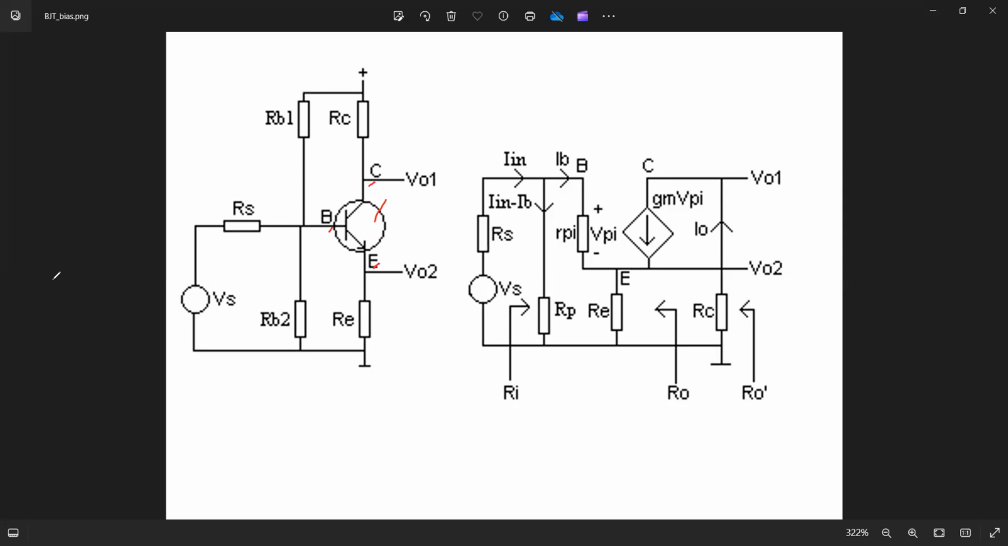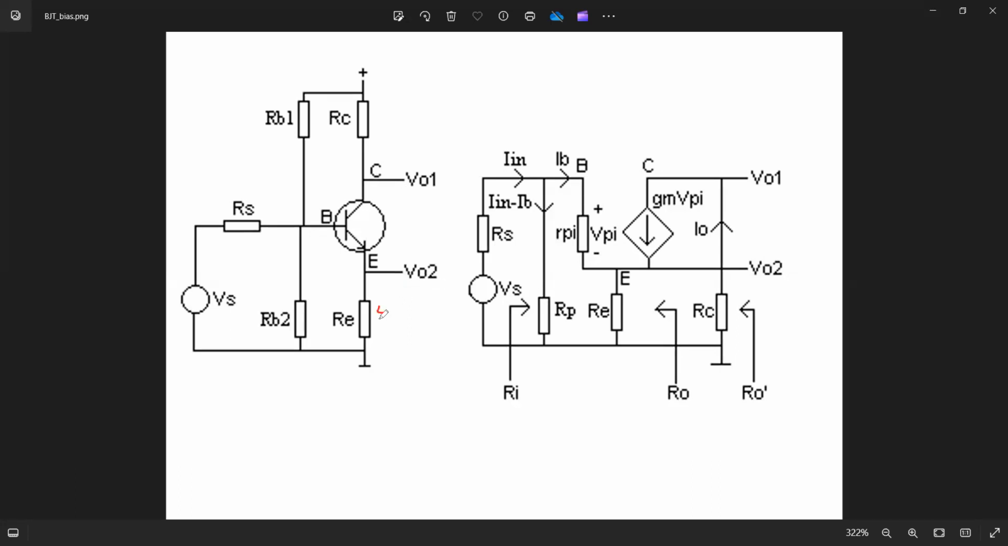So this is a single stage amplifier, and the circuit is biased in the common emitter configuration. The input is applied across the base and emitter, and the output is taken across the collector and the emitter. And there are 2 points where the output can be taken. One is from the collector, called VO1, and one is from the emitter, called VO2.